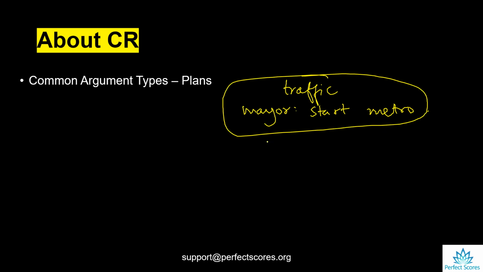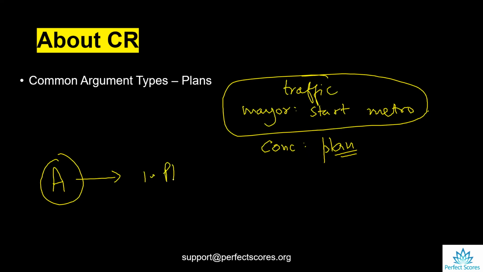Now, in this case, the conclusion is not explicit, but you can still make it out that the conclusion is that the mayor thinks this plan is going to solve the problem of traffic. So in these kinds of arguments, there is only one assumption that you need to be aware of. The assumption is that the plan will work. There is no problem, or even if there is a problem, we can solve it really easily.